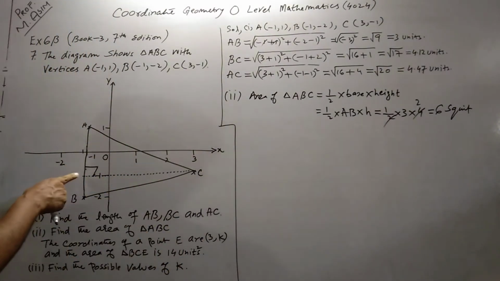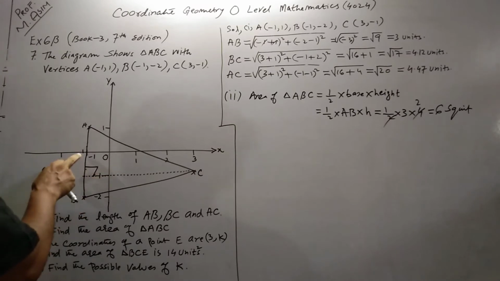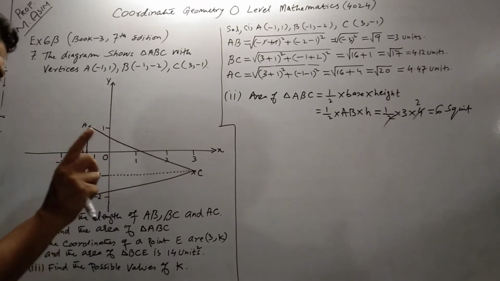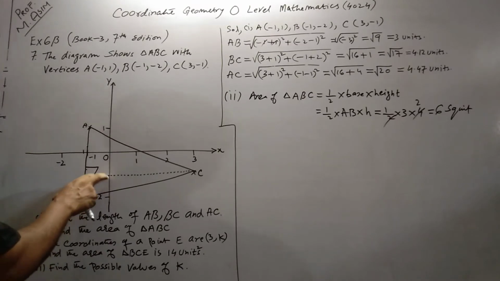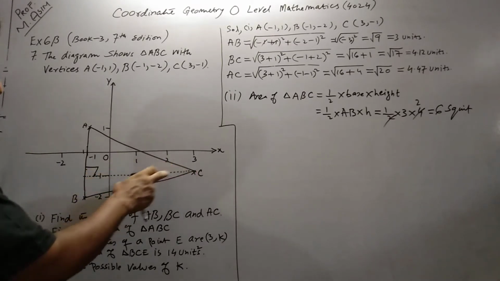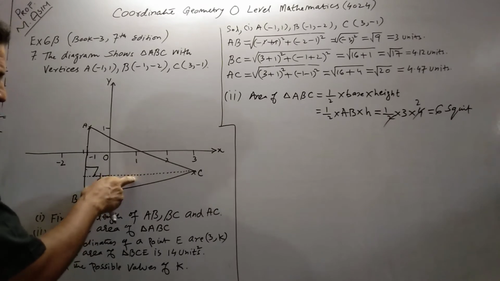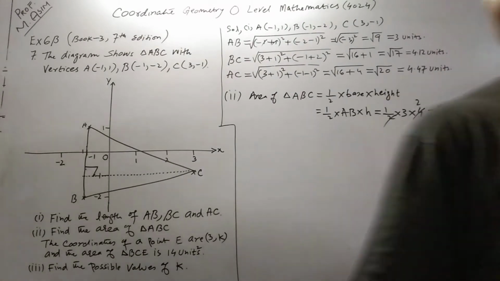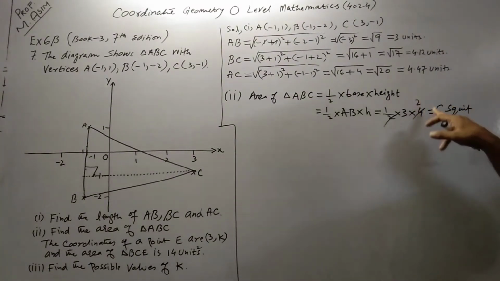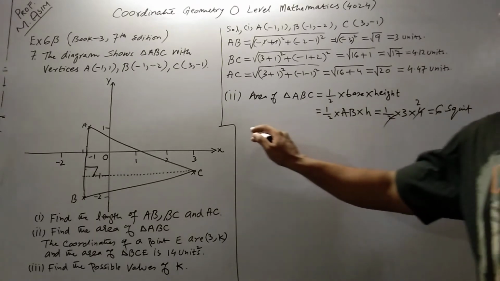So your height is from this point to this point. The length from -1 to 0 is 1, because the length is positive. So you will not take -1, you have to say this is 1, and from 0 to 3 this is 3. So the total length is 3 plus 1 is 4. So your height is 4. 1 upon 2 into 3 into 4 is 6 square units. I hope you understand. Now see part 3, which is very important.